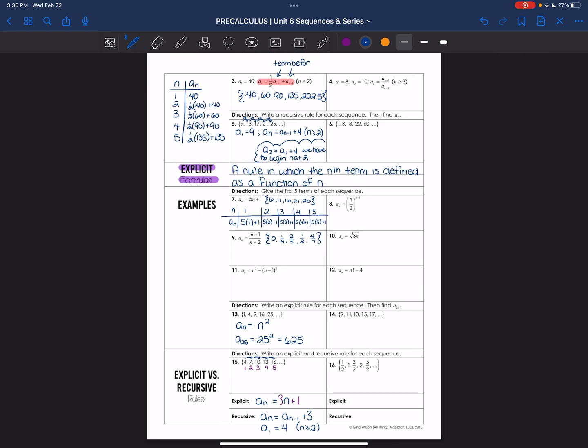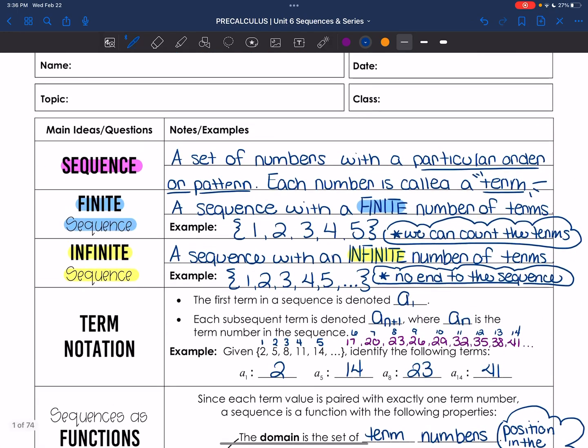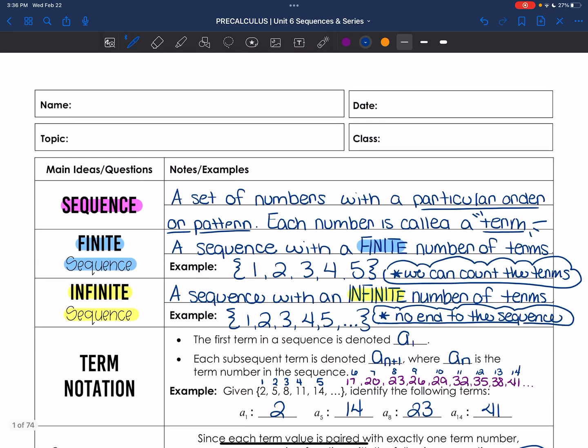So there you have it, ladies and gentlemen. Explicit formulas, recursive formulas for our sequences, whether they are finite or infinite.